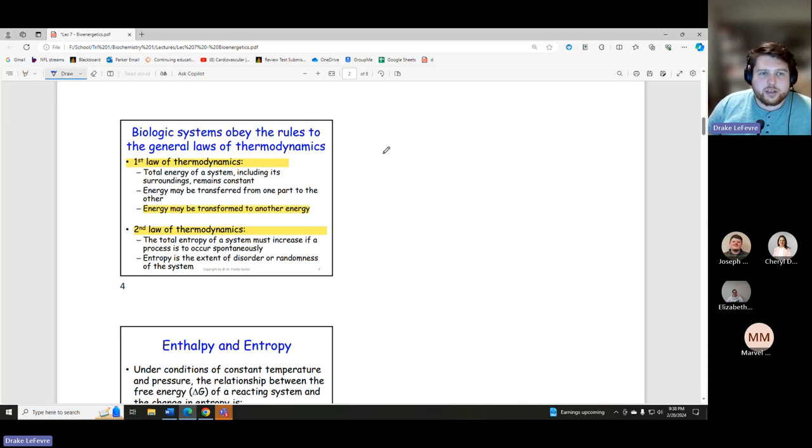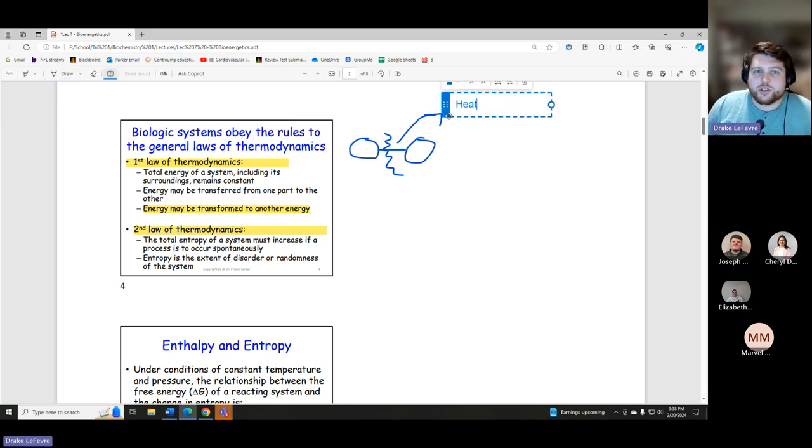That's what that's referring to. Remember when we talked about this before, where we have a bond. If it breaks, right? A lot of the times we have released energy in the form of heat. So it's going from a chemical stored energy to a heat energy, where it's just being transferred, being turned into something else. That's what the first law of thermodynamics is saying.